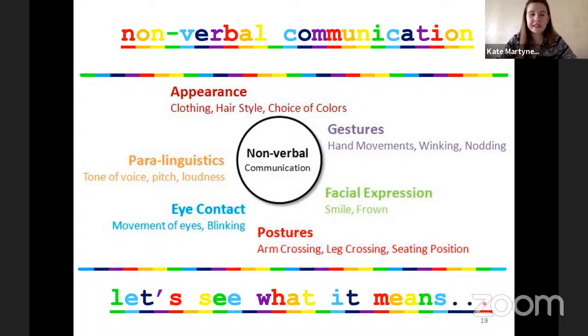And paralinguistics, it can be a tone of voice. We can speak very loudly like a man, or we can just say it in a soft tone. It can also be the pitch and loudness. So these are the main types of nonverbal communication. Let's revise them one more time. We have gestures, facial expression, postures, eye contact, paralinguistics, and appearance.